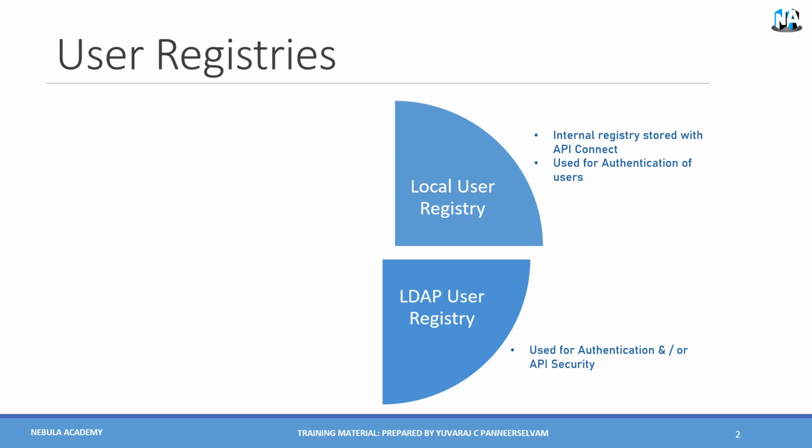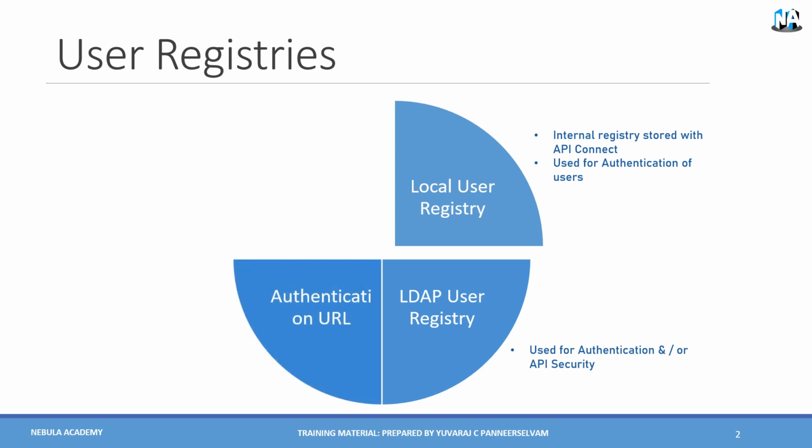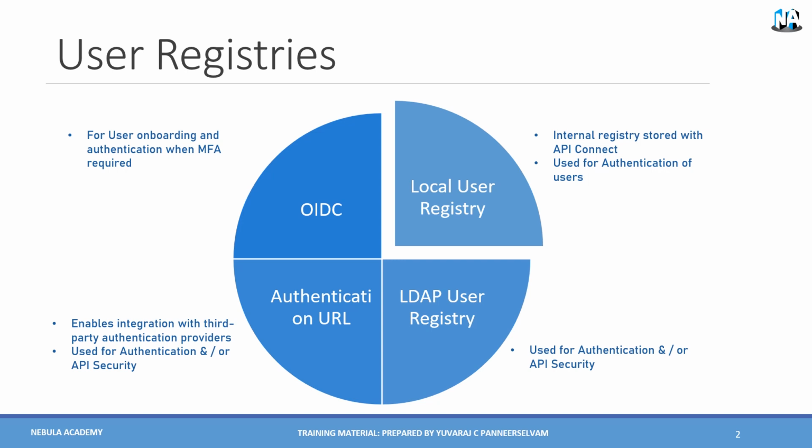Then we have authentication URL, which is a simple basic registry for securely integrating with third parties. In the case of authentication URL, you can provide the URL of your backend microservices which will perform the authentication of the user credentials either against a database or using any other identity provider, and then returns a result of authentication, whether it's 200 OK for successful authentication or any other reason code. So it can be used in API Connect for securing APIs, using basic auth or using OAuth.